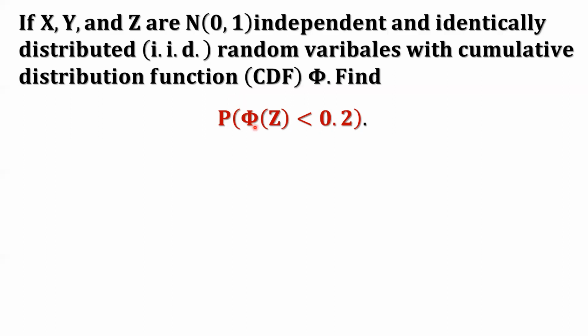So here, because it is a probability, which one is the random variable? This one is the random variable. A cumulative function, usually that's a fixed number. But here you can see the function variable is capital Z, not a constant. Capital Z is a random variable. So the whole thing, phi of Z, is a random variable. So the probability of this random variable less than 0.2.